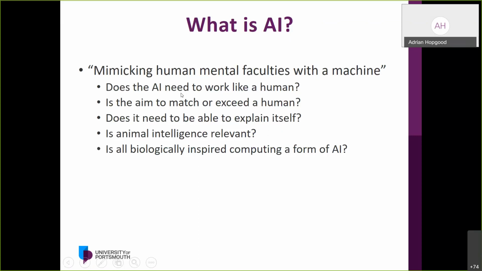There's the issue about explaining itself. Does an AI need to explain itself? Is animal intelligence relevant? Quite a lot of people are interested in animal behaviors, and it all comes under the general umbrella of AI, which leads on to the question about whether biologically inspired computing is a form of AI. And there are no right answers to all of these things. So there are many different definitions of AI, but this is the general flavor.